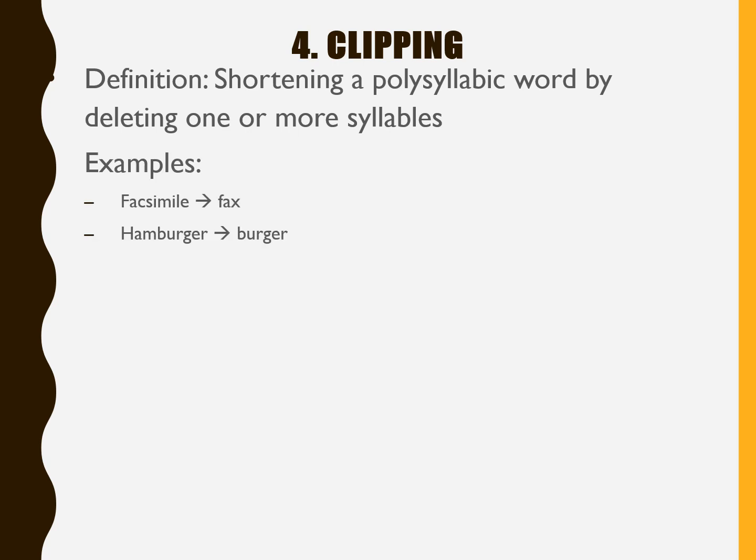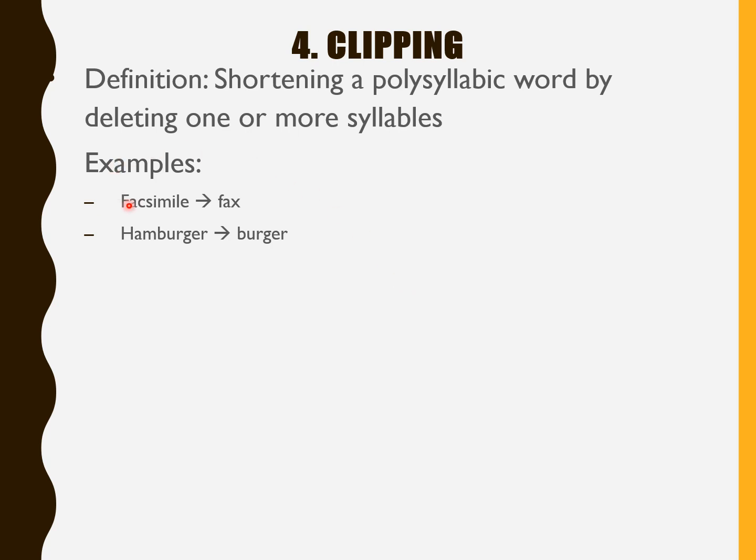Clipping. Clipping is a type of abbreviation of a word in which one part is clipped off the rest, and the remaining word now means essentially the same thing as what the whole word means or meant. So, in clipping words, we just shorten or cut off part of the existing word.